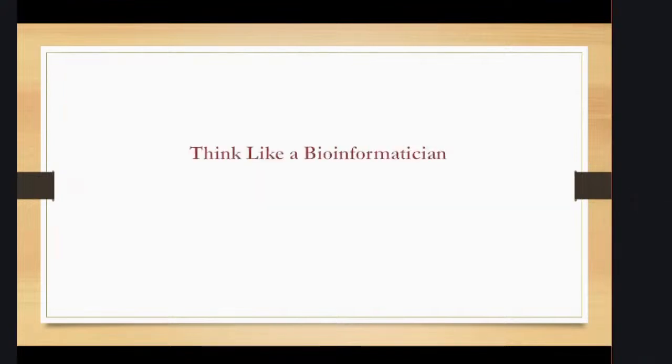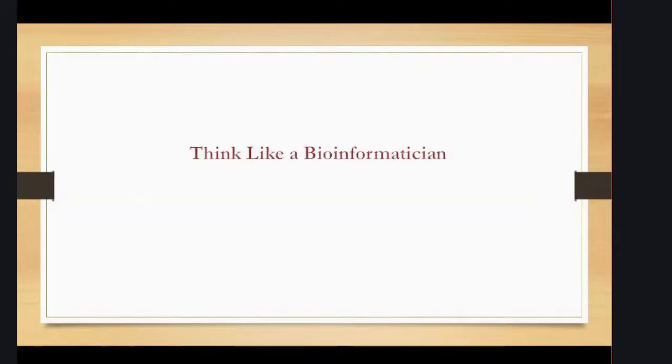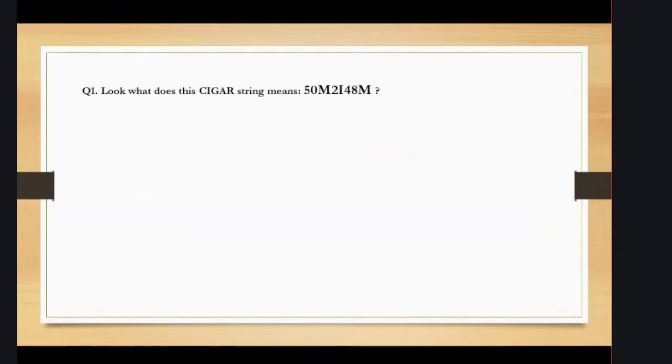Then after understanding BAM and SAM properly, look at the format again properly, I'm going to ask a question. Now how do you have to think about this format as a bioinformatician? So you can click it also. Now think like a bioinformatician, and there is a first question here. Look, what does this CIGAR string mean? That I have just told you. So answer it. If you see something like this in the file, how are you going to interpret it?